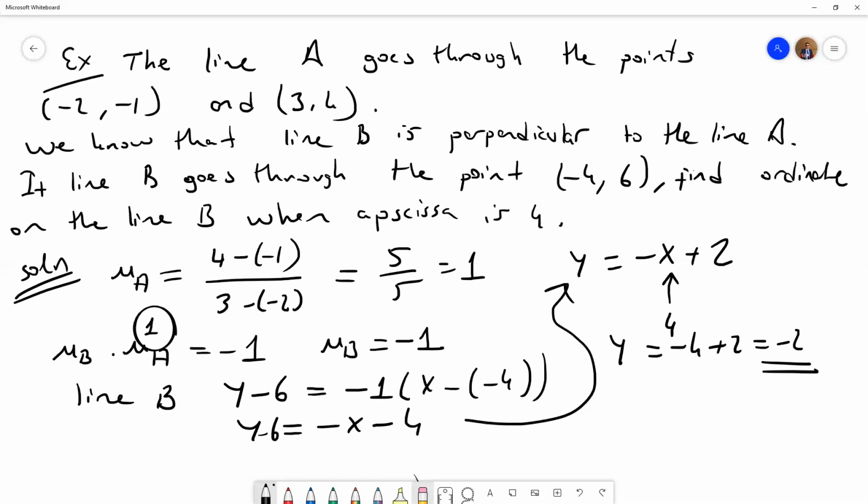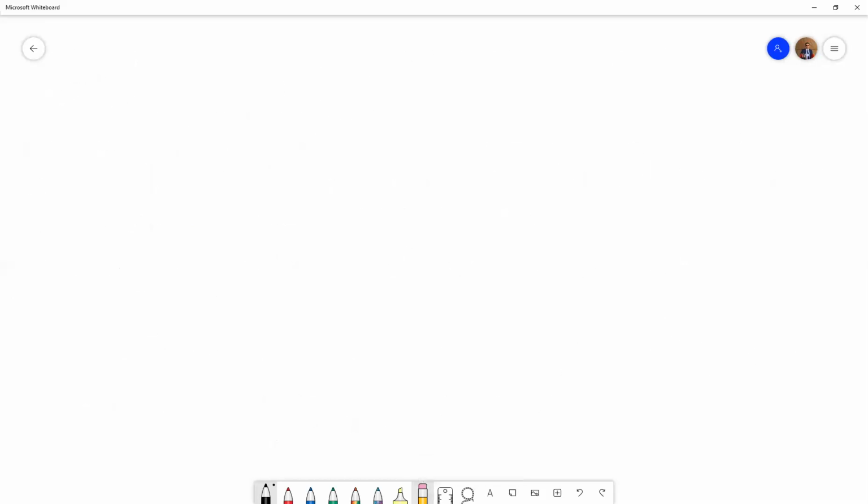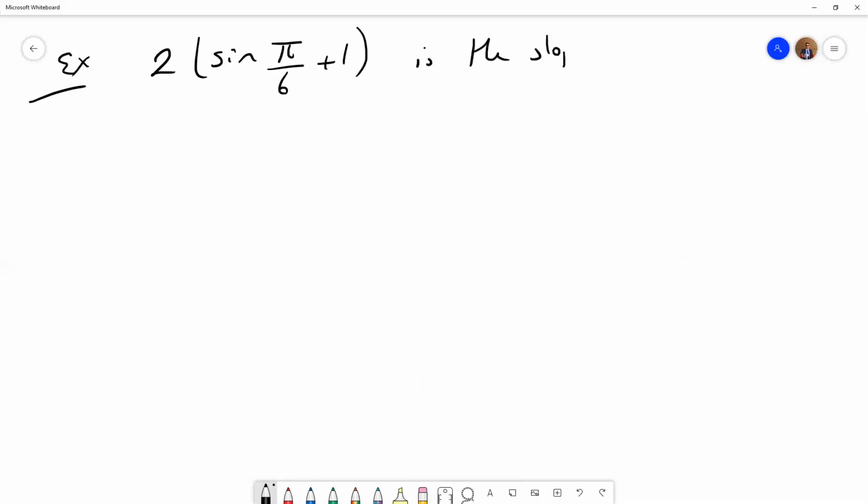Now let's ask another question. The example is: 2 sin(pi over 2) plus 1 is the slope of the function f. Now it gives a function with sine, and we are trying to find the slope of this function. Yeah, the slope of the function, the slope of the line, maybe line f. This function belongs to a line.